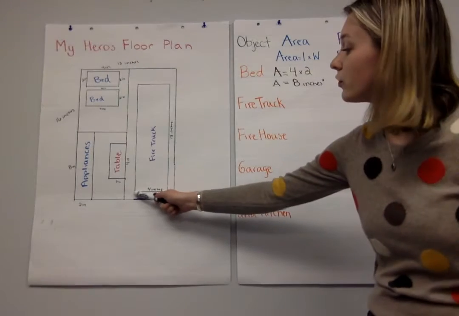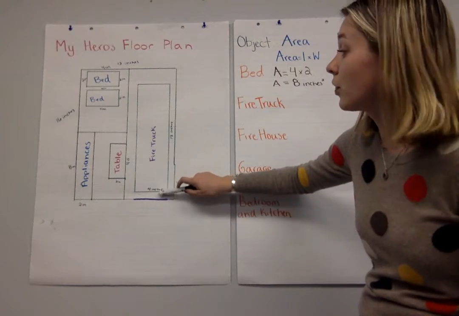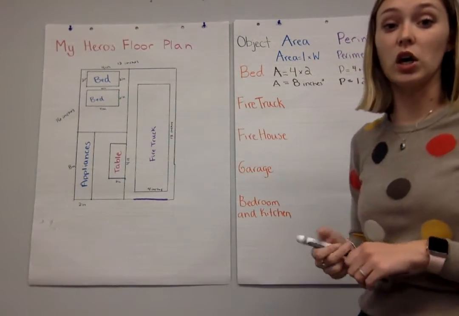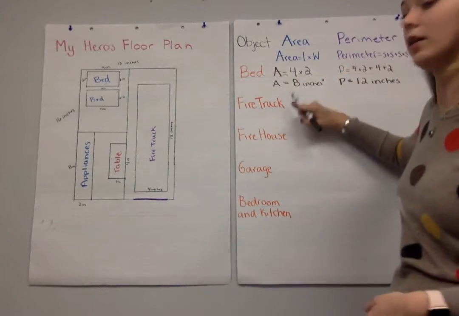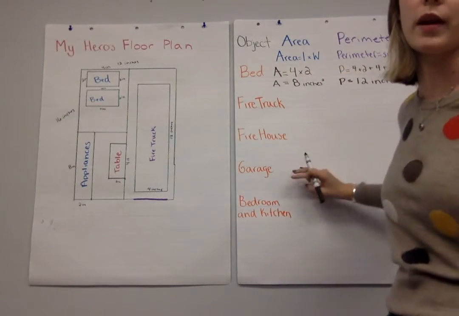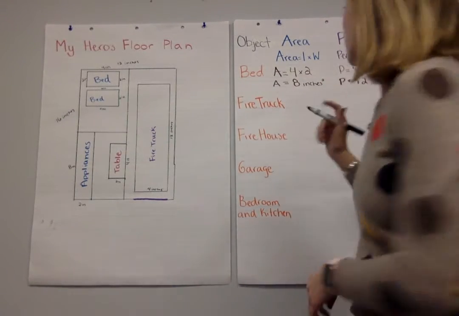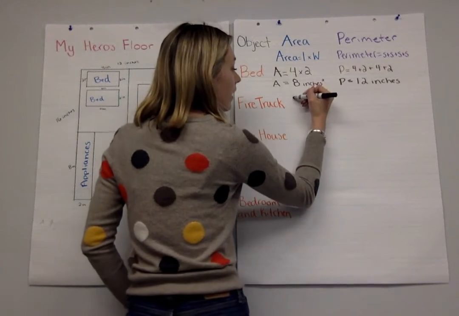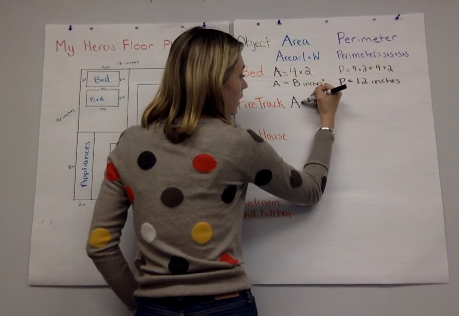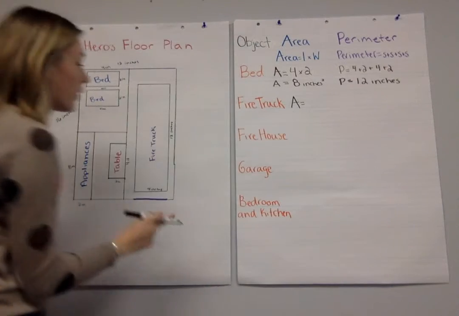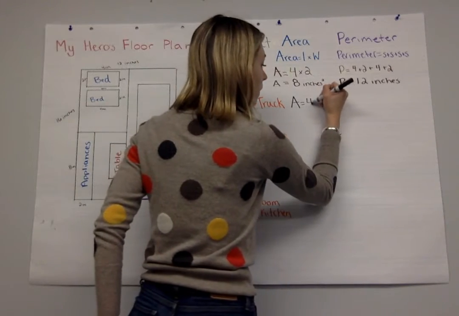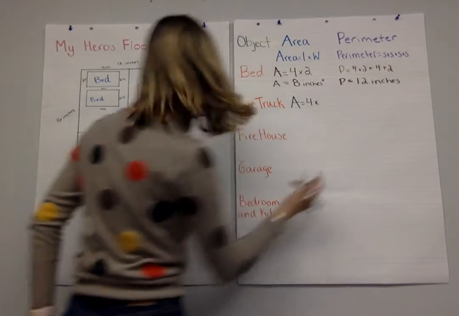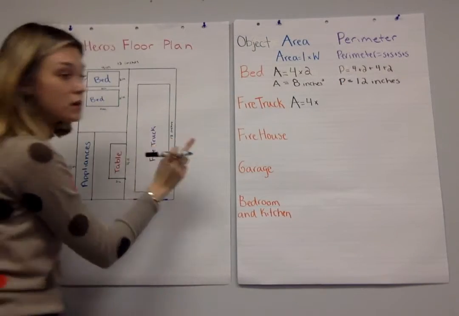If I was given 4 inches wide and 13 inches long, I'm going to write it in black now so we can see the different colors and different equations that we're writing out so we don't get confused. So our fire truck, we write area is equal to 4 times 13.